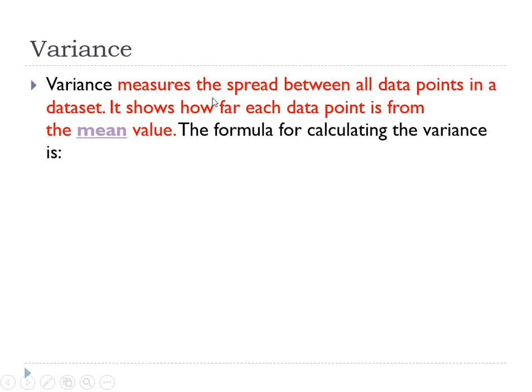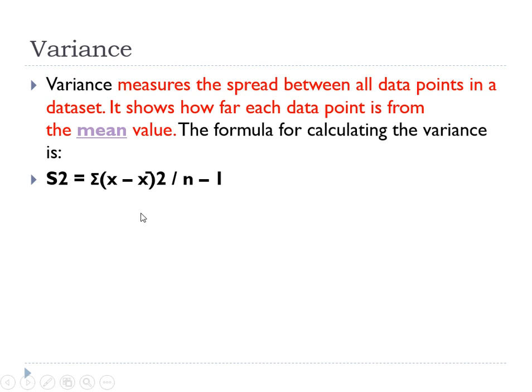Variance basically measures the spread between all the data points in a data set. It shows how far each data point is from the mean value. The formula for calculating the variance measures the difference of each data point with the mean value, so it's x minus x bar, where x bar is the mean. So you're finding the difference between each data point and its mean value: x minus x bar, the whole square, and you take the summation.